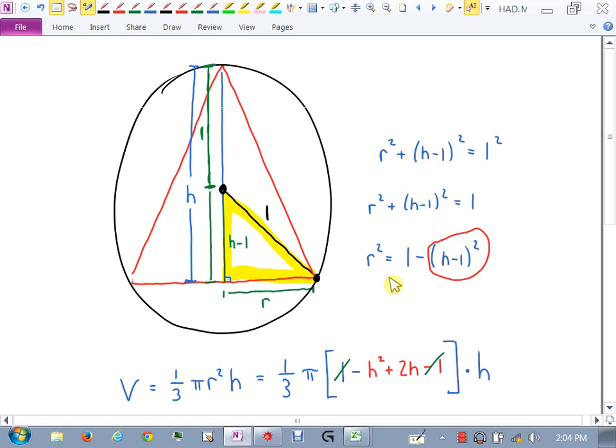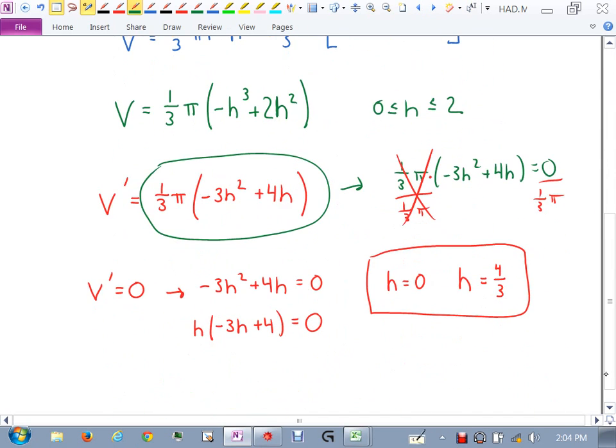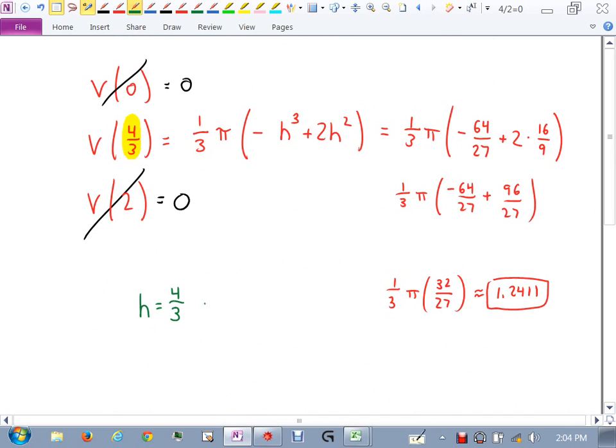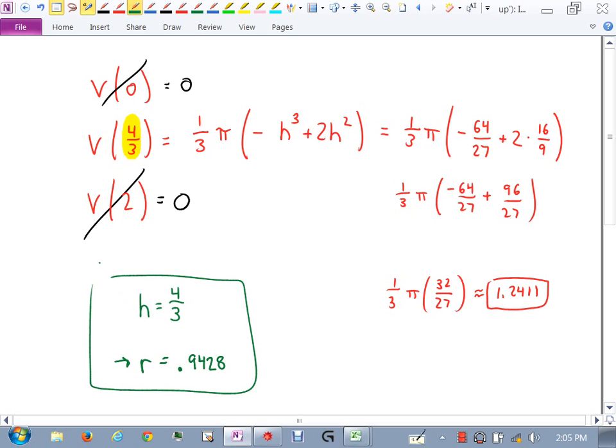Oh, was it 4/3? Not 3. Oh, it's 4/3. So that's going to be 1/3, 1989. So 0.94, 2 something. So H is this, which gives us a radius of 0.942, 8 something, whatever. Those are the dimensions that give us the maximum volume. Maximum volume is 1.2411. Okay, that's it for optimization.